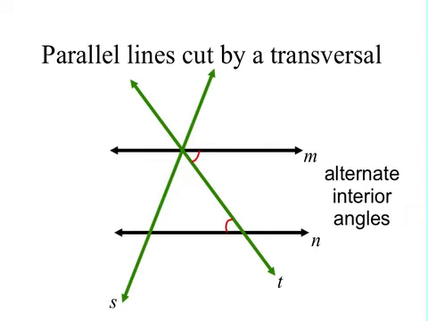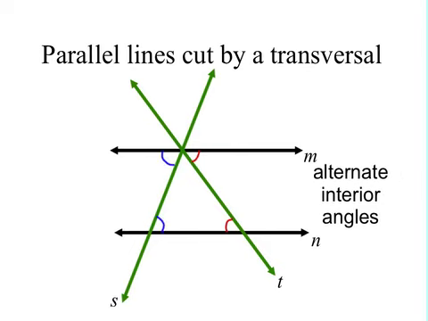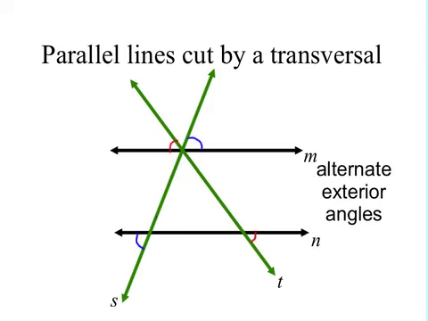So, with respect to transversal T, I've marked a pair of alternate interior angles in red. And here's a pair of alternate interior angles marked in blue, but this pair is with regard to transversal S. And now we're looking at two pairs of alternate exterior angles. The red pair has to do with transversal T and the two parallel lines, and the blue pair is related to transversal S and the two parallel lines.